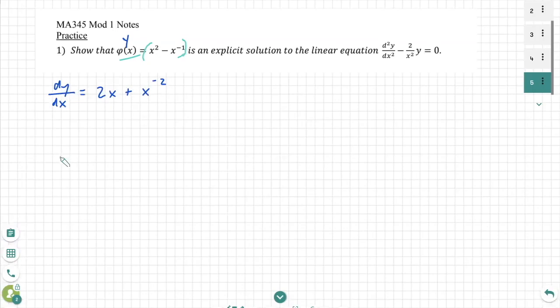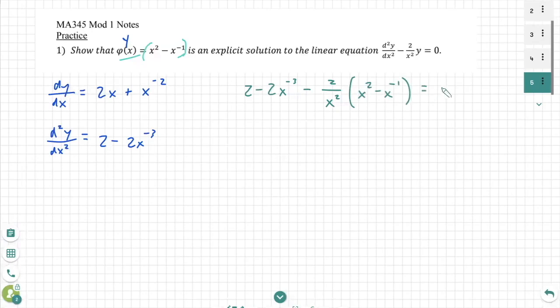From the second derivative, it'd then be 2 minus 2x to the negative cube. So you plug that into the equation where it's the second derivative. So it'd be 2 minus 2x to the negative cube, and then minus 2 over x squared times x squared minus x to the negative 1.